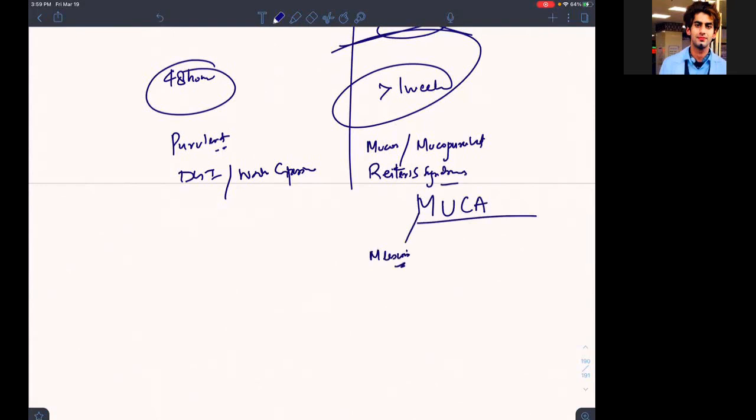Mucosal lesions. U for urethritis. C for conjunctivitis. A for arthritis. So Reiter syndrome is the most common complication of non-gonococcal urethritis.